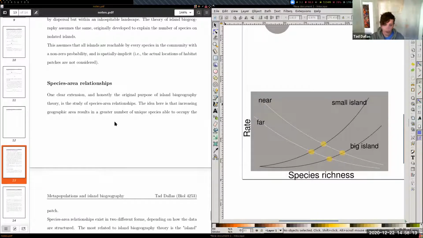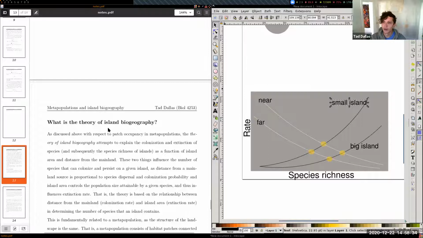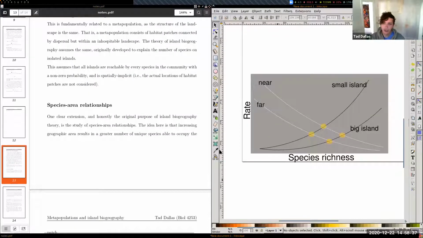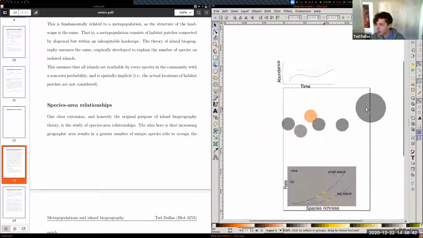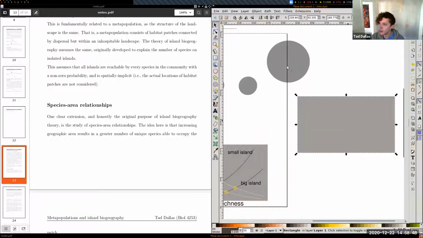And the last thing I'll talk about is related to this idea, specifically island size, and that's species area relationships. I was looking at my notes to make sure I covered what I wanted to cover. Okay, so the species area relationship basically just says that the, maybe I'll take another figure and make it orange.